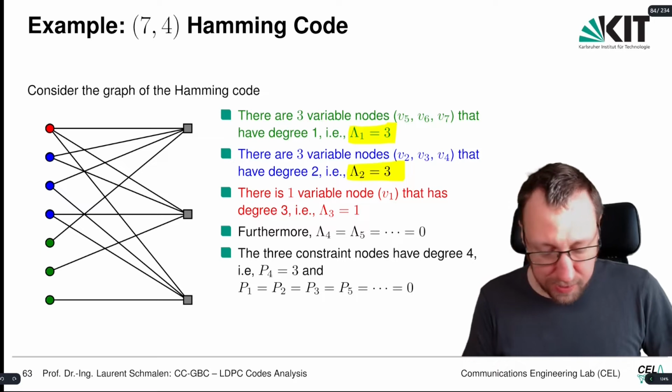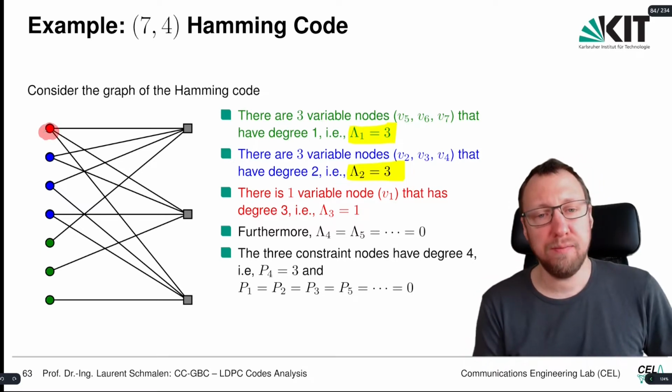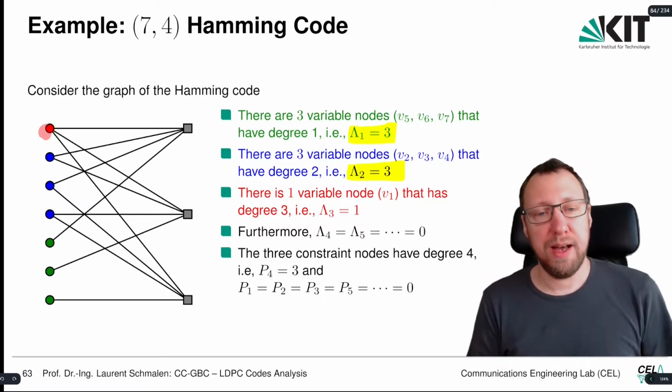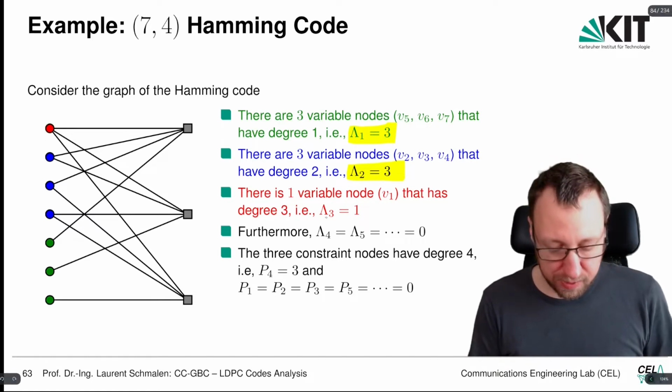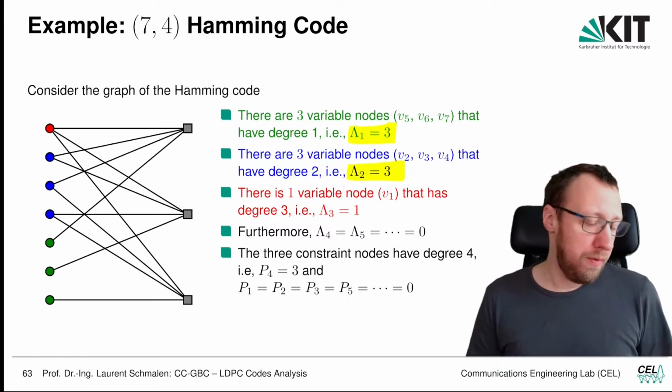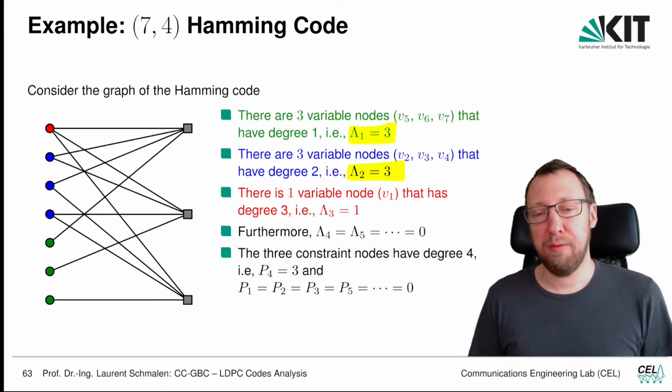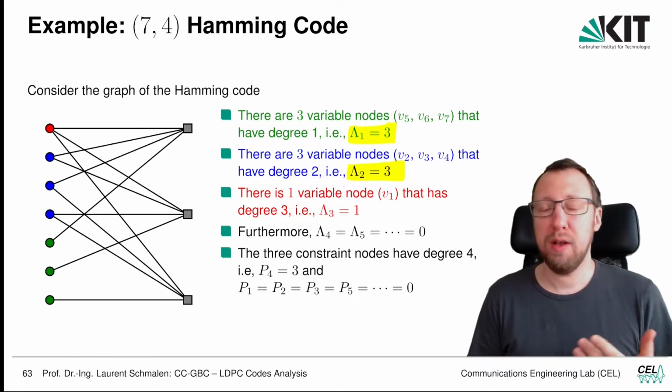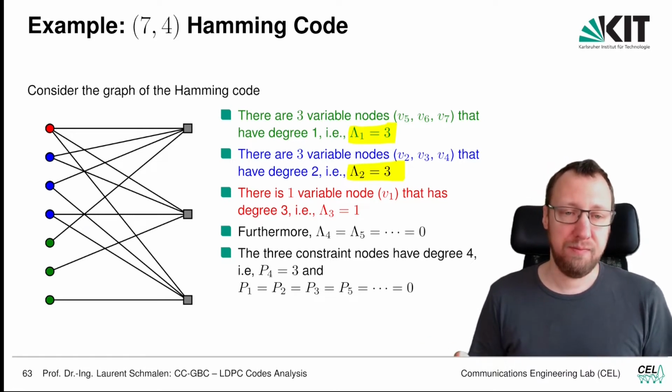Then we have one single variable node, that's the red one. It has 3 connected edges, so it has degree 3. So lambda 3 is equal to 1. Then we have no variable nodes with degree 4, no variable nodes with degree 5, and so on. So lambda 4 is equal to lambda 5 is equal to 0.